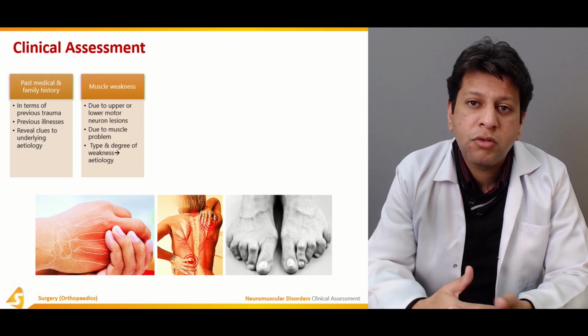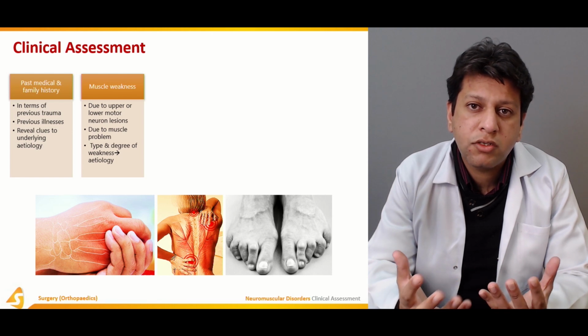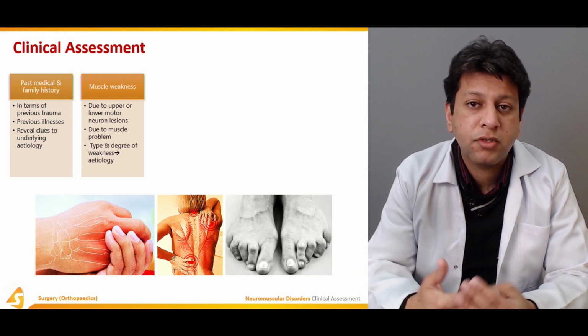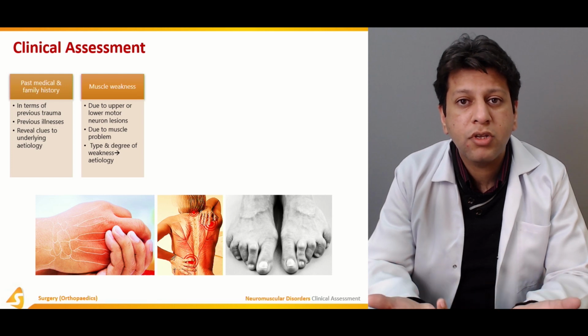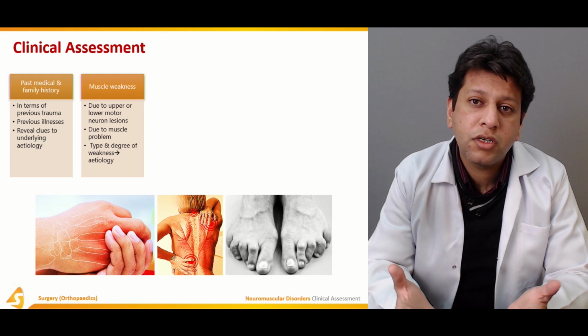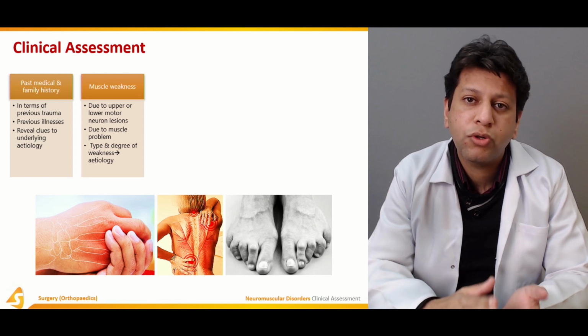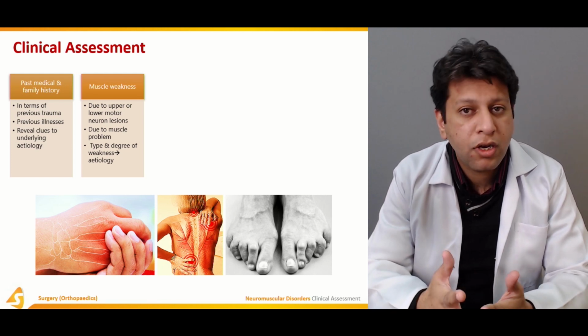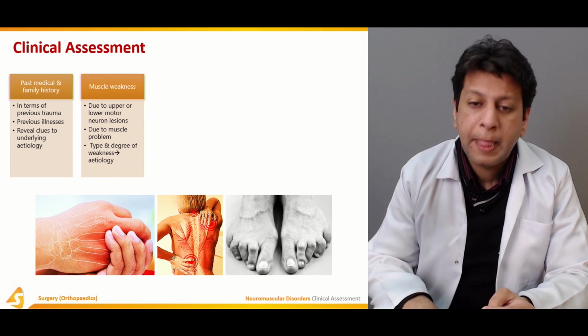For example, Duchenne muscular dystrophy is actually due to absence of dystrophin, which is a protein in the muscle. The muscle actually cannot function properly. So it's not exactly a neurological disease, but it's still a muscular disease. So it also comes under the heading and umbrella of neuromuscular disease.